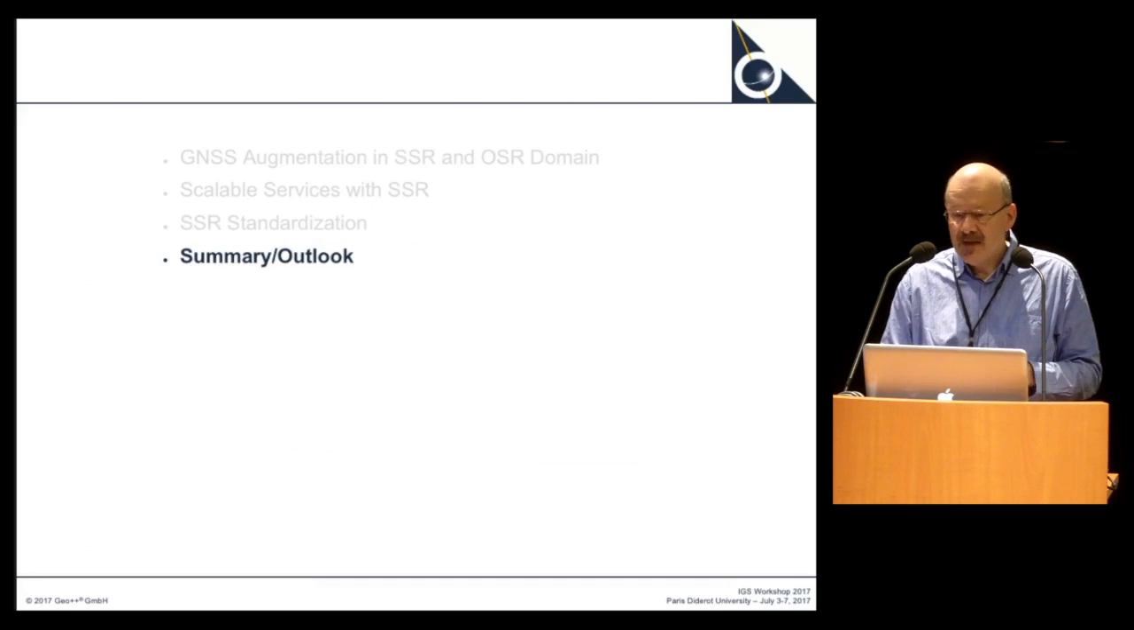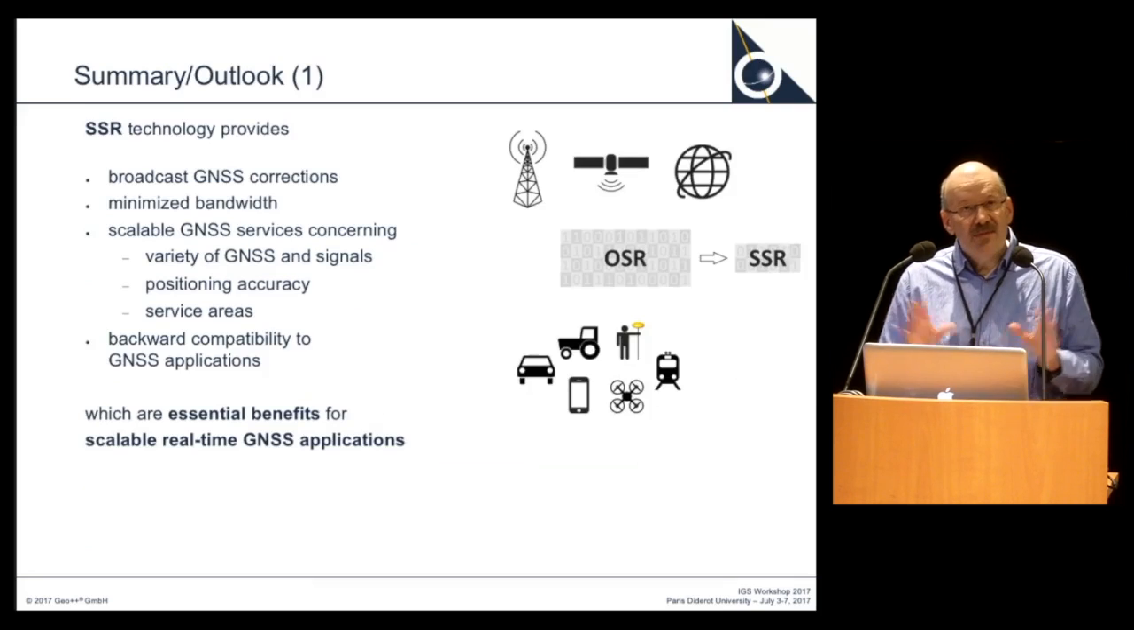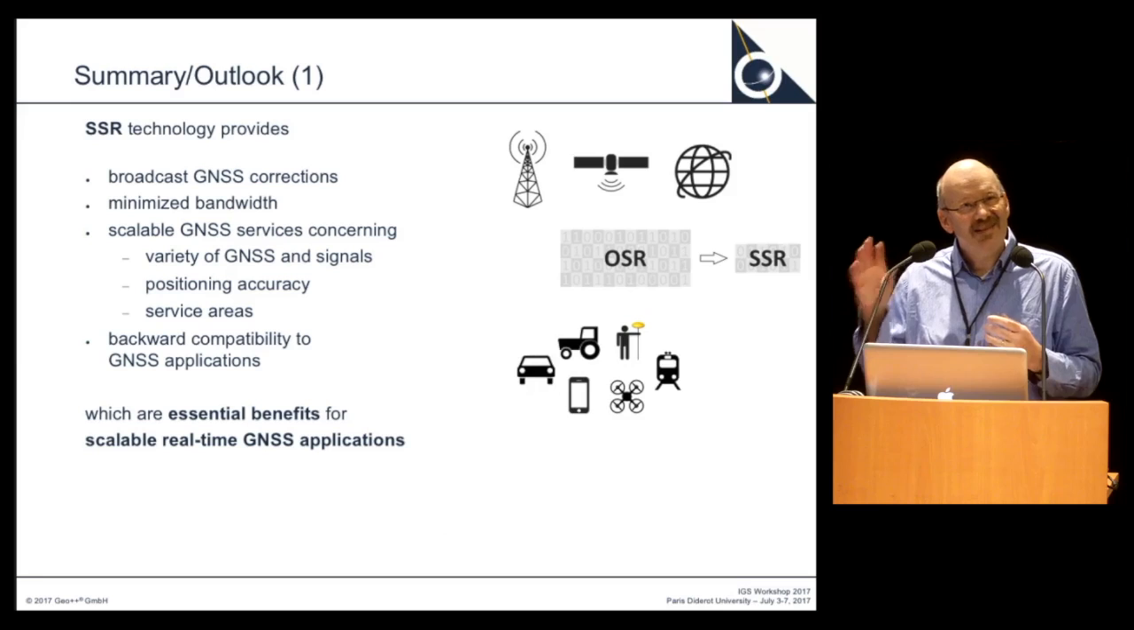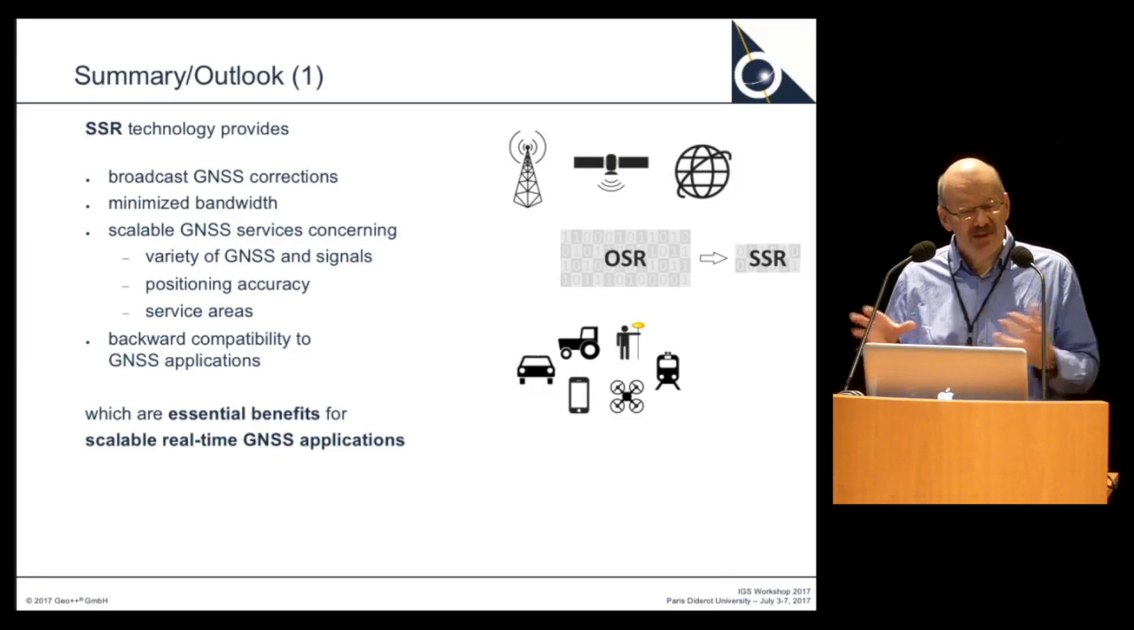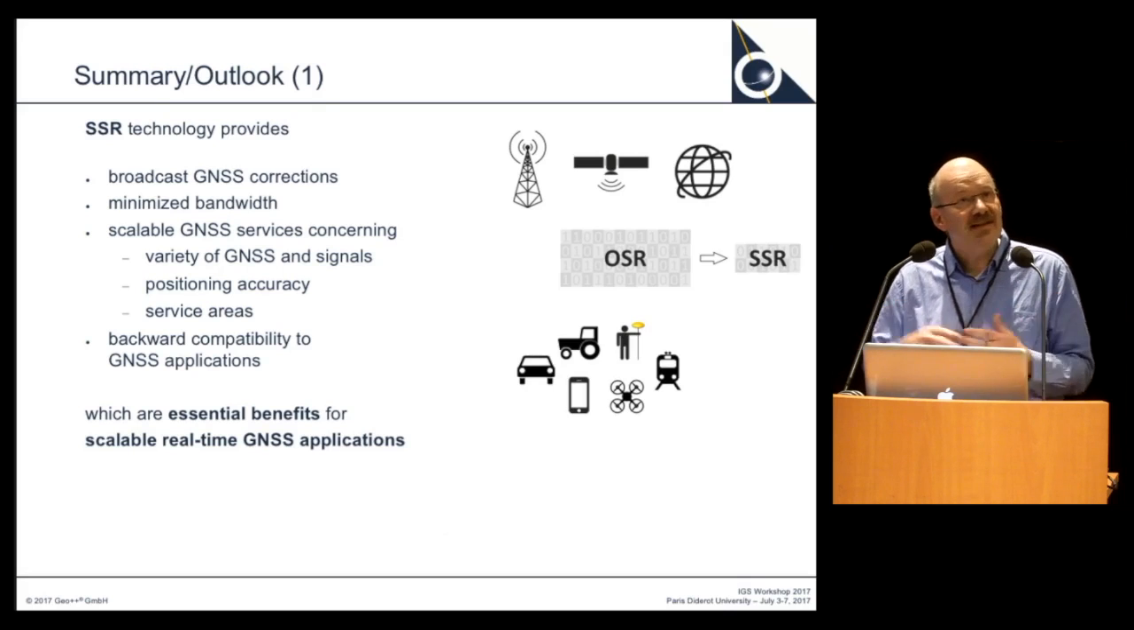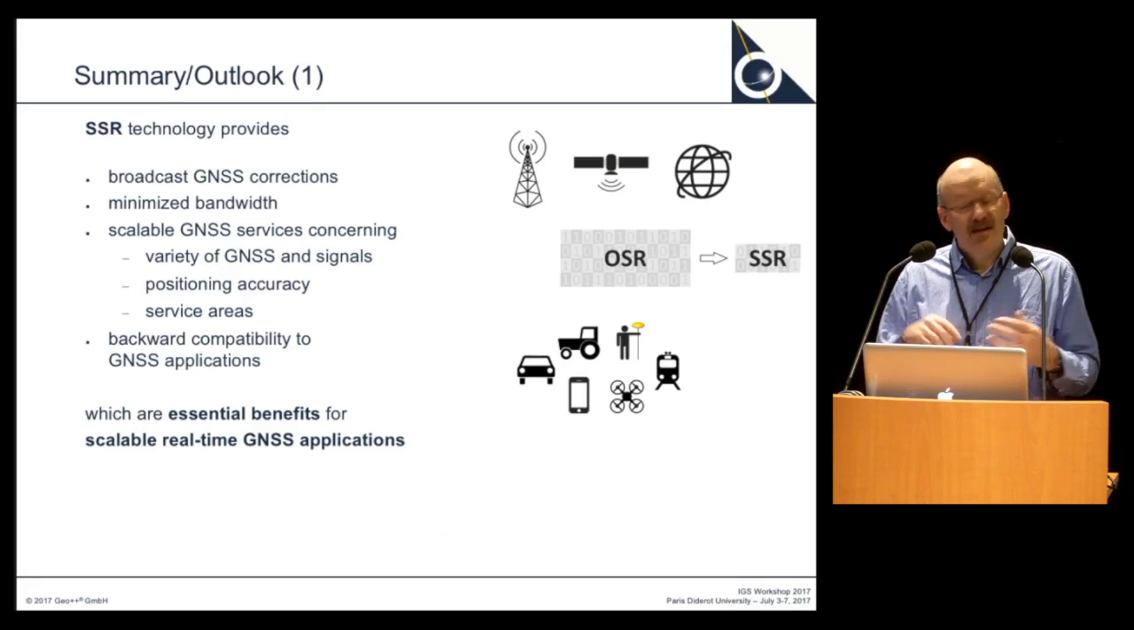Summary and outlook. I talked a little bit about the benefits and advantages. SSR technology is a broadcast correction service. It can minimize bandwidth. It's very scalable with respect to different GNSS, the variety we are facing in the next years, the variety of signals. It is scalable in positioning accuracy. It's scalable in areas. And one important feature is that it is also backwards compatible.